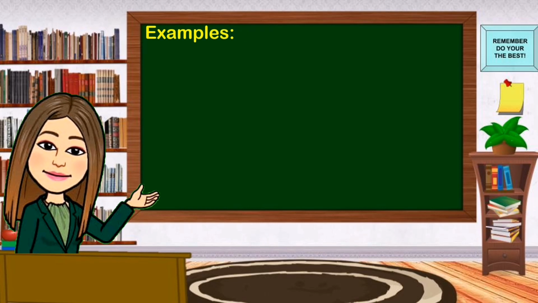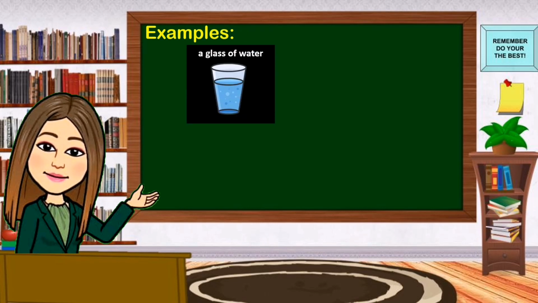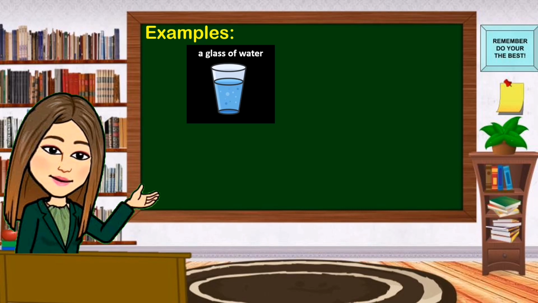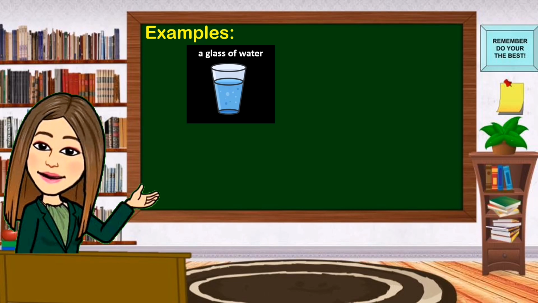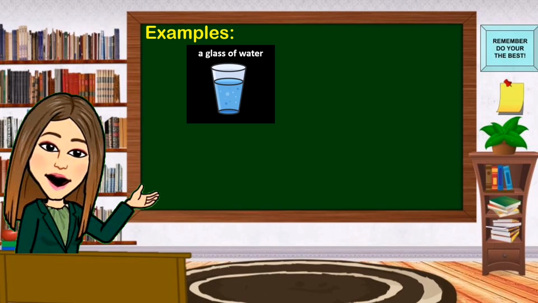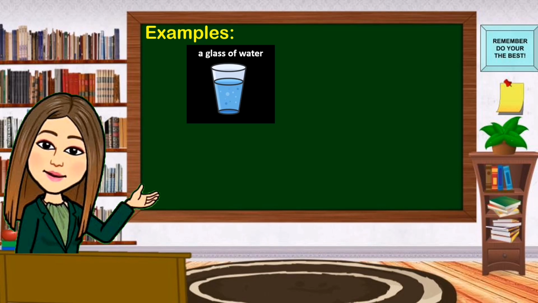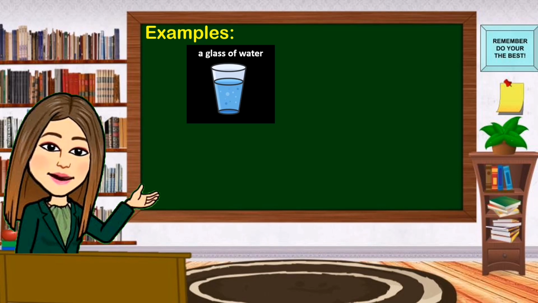Examples: a glass of water. Ang tubig ay hindi natin kayang bilangin. So, nabibilang natin ito sa pamamagitan ng mga ginamit na quantifiers or counters tulad ng baso, galon, bote, timba o palanggana at iba pang pwedeng paglagyan ng tubig. So, pwedeng ilang galon, ilang baso, ilang timba ng tubig ang iyong kailangan.